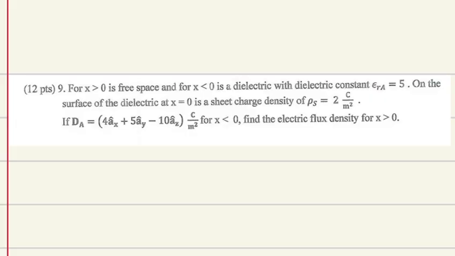The problem is about boundary conditions on D and E at the interface between a dielectric and free space. The problem states that for x greater than 0 is free space, and for x less than 0 is a dielectric with dielectric constant equal to 5. On the surface of the dielectric at x equals 0 is a sheet charge density of 2 coulombs per meter squared. If D sub A is equal to 4a sub x plus 5a sub y minus 10a sub z coulombs per meter squared for x less than 0, find the electric flux density for x greater than 0.